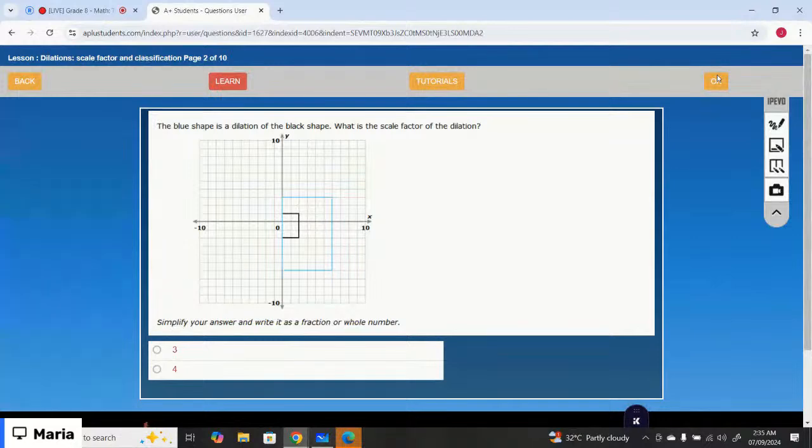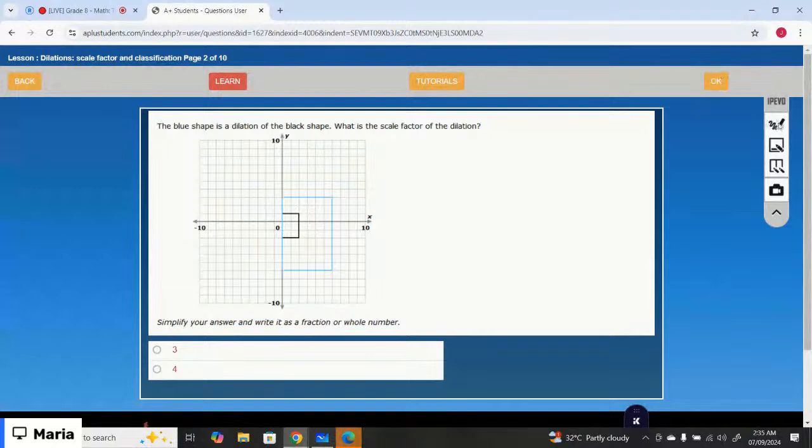The blue shape is the dilated image of the black shape. What is the scale factor of the dilation? You need to find the scale factor, right? So just look at one of the coordinates, right?